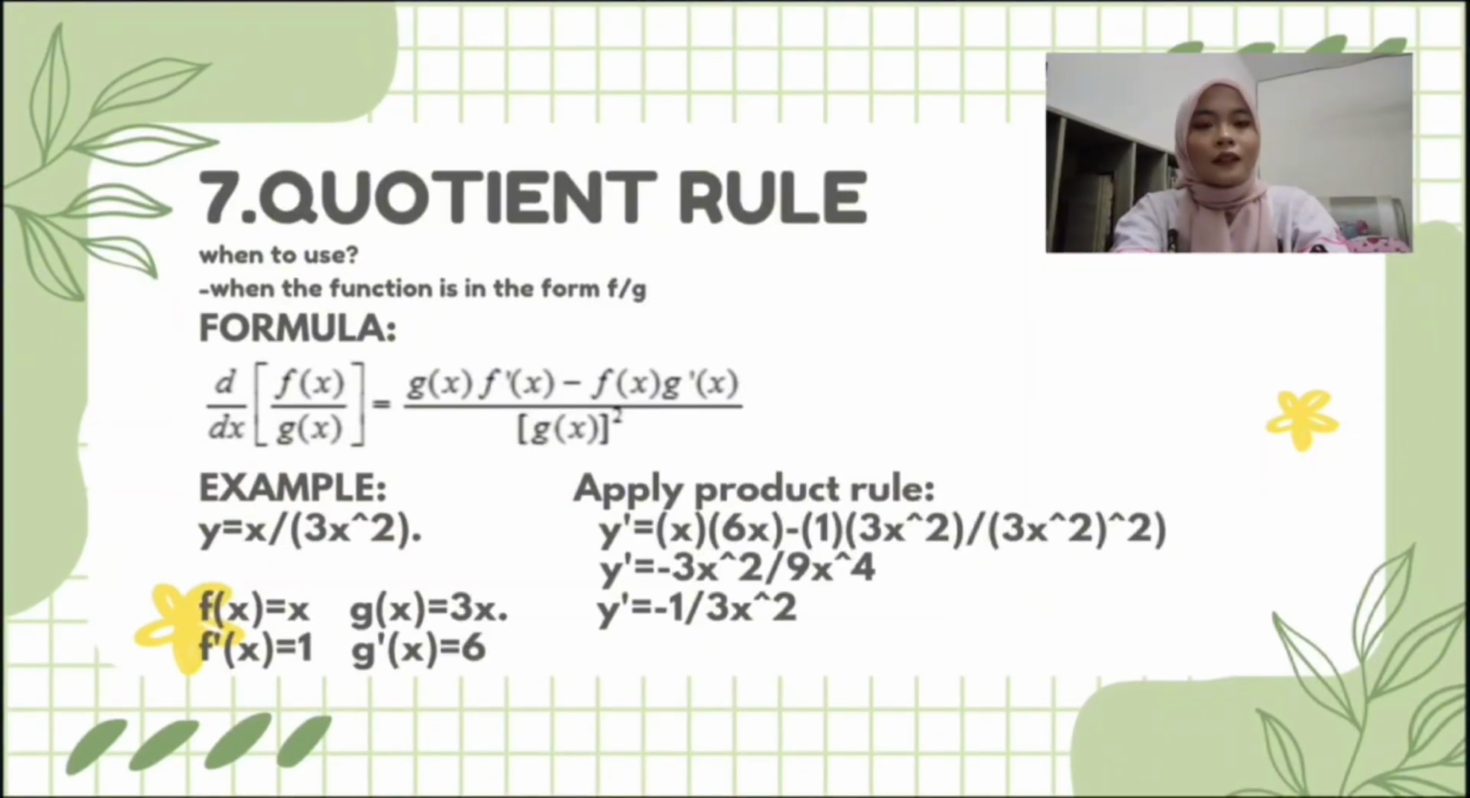Next is the quotient rule. When to use this rule? We use this rule when the function is in the form f over g. The formula is being given on the slide. For example, we use the same question as for the sum rule. We differentiate the two functions first, then we apply onto the formula that has been given. Then we solve it. We got negative 1 over 3x power 2.